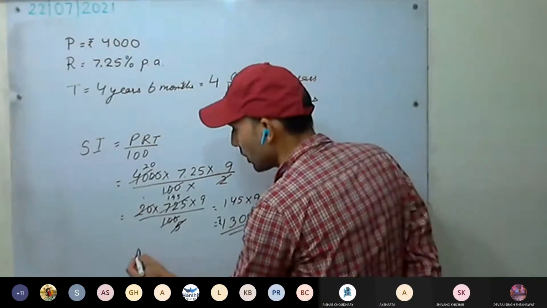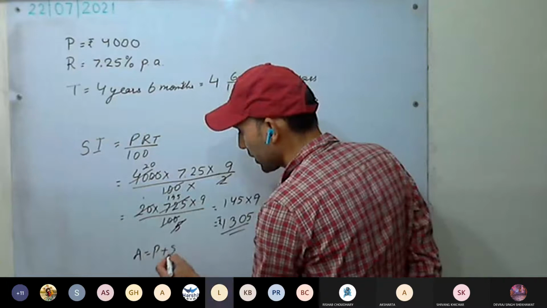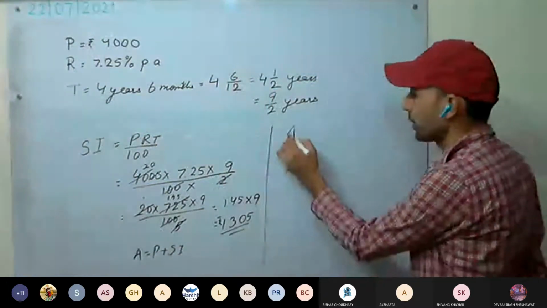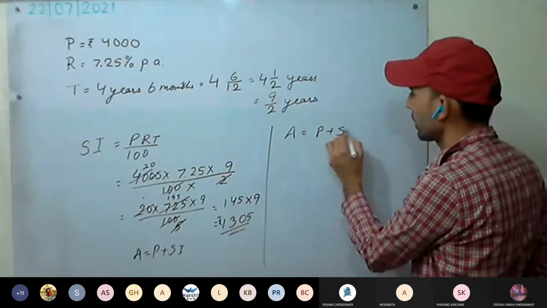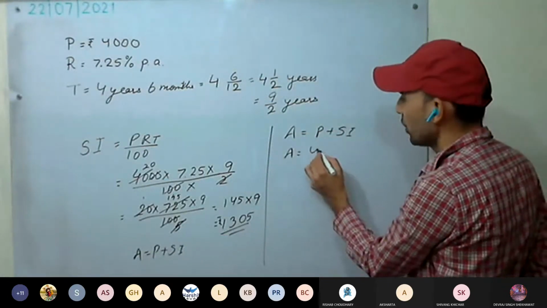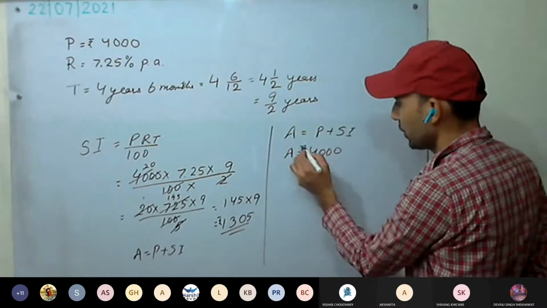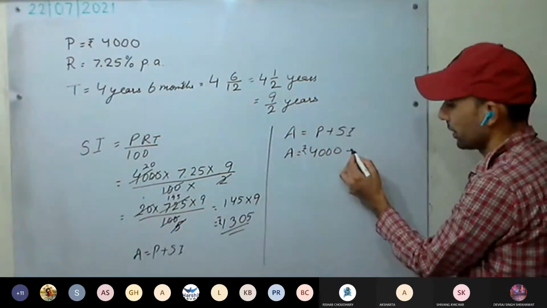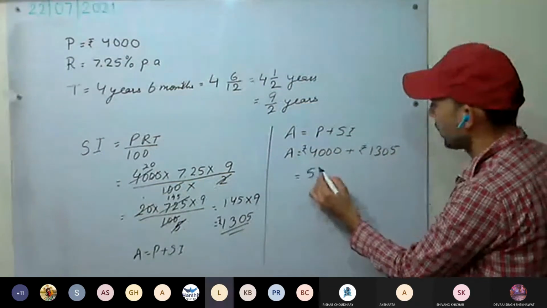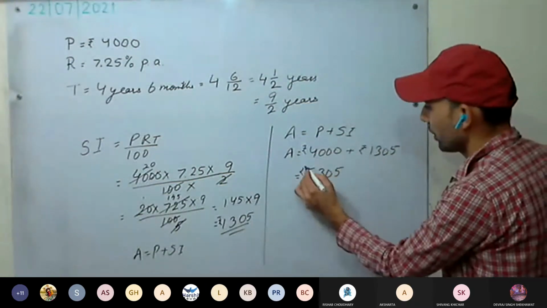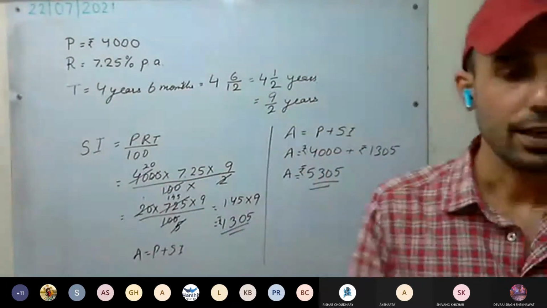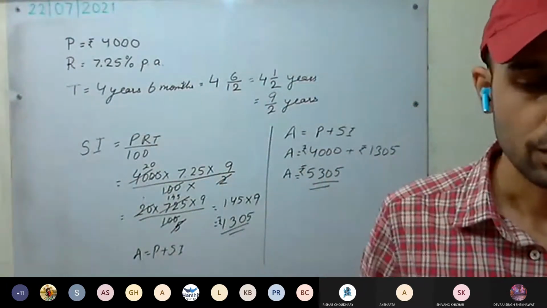Amount equal to principal plus simple interest. Put the values. Principal is how much? 4000 rupees. You can put rupees, or at last you can put it as well. Rupees 1305. Amount is 5305 rupees. Have you understood? Okay.